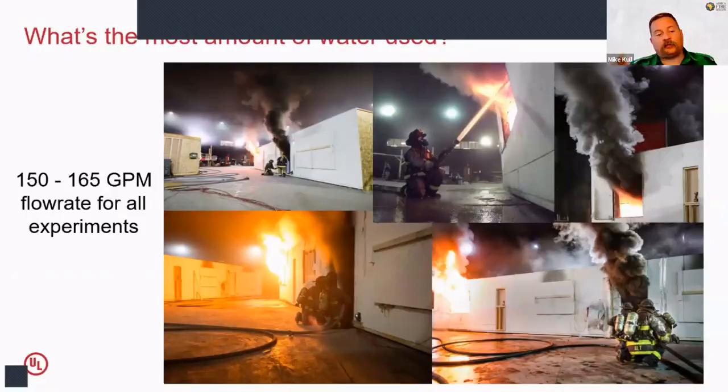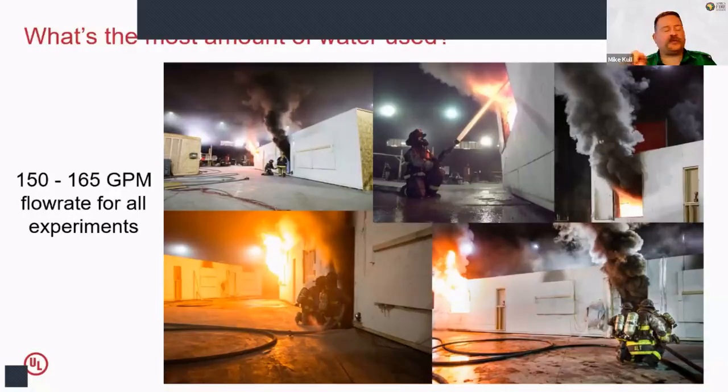But 150 gallons per minute flow rate they used for all the experiments, and they were getting very rapid fire knockdown very quickly by using that volume of water. Okay, so it's not that much. You guys are dealing with limited water, right? So we're talking around 600 to 700 liters per minute.